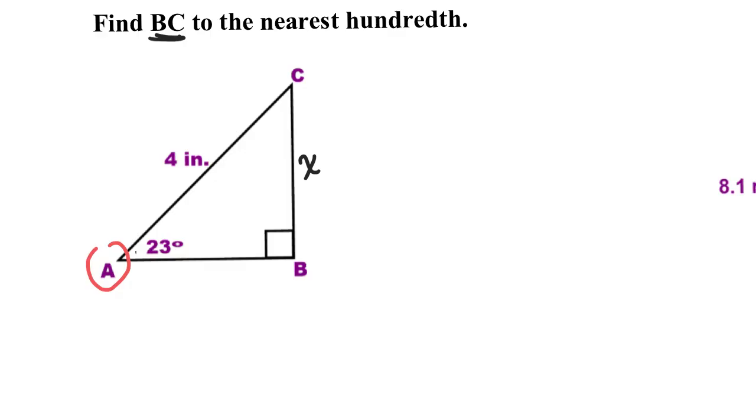So I know angle A. So now we want to go ahead and label the sides that we know. So I want to find BC, which is the side opposite of our angle. And I know the side length AC, which is 4, and I know that is our hypotenuse. So right away, I know I'm using the opposite over the hypotenuse, which is sine.